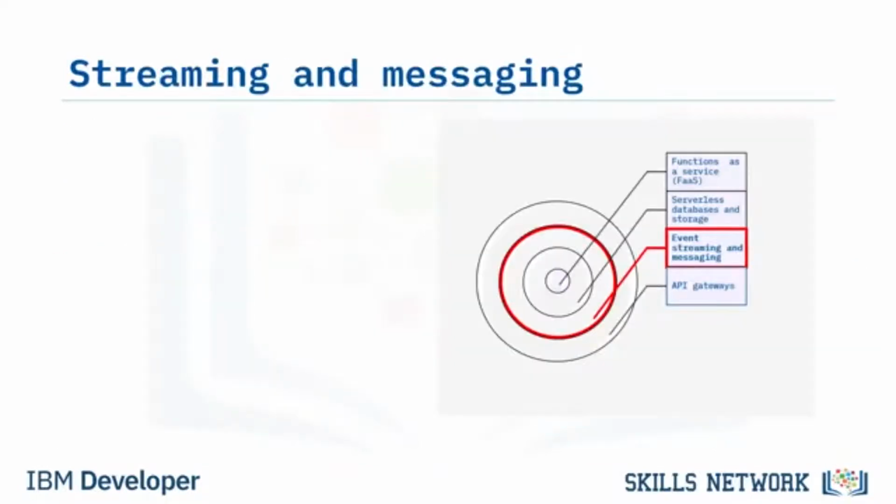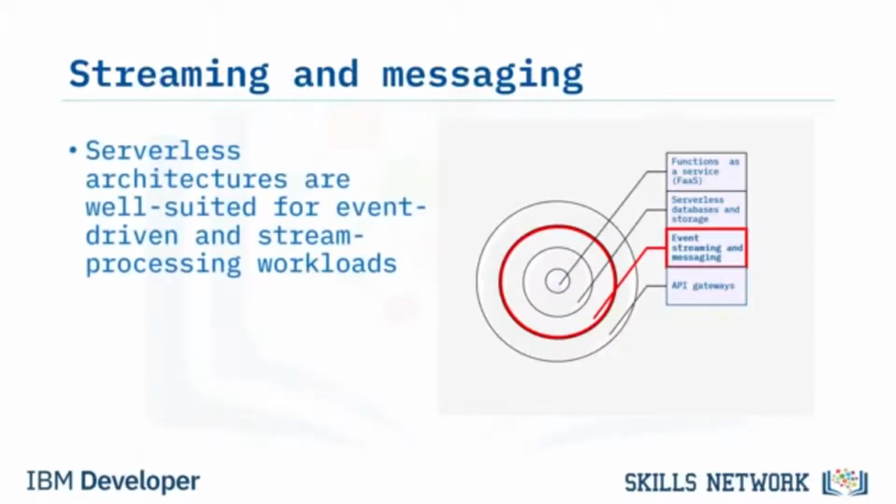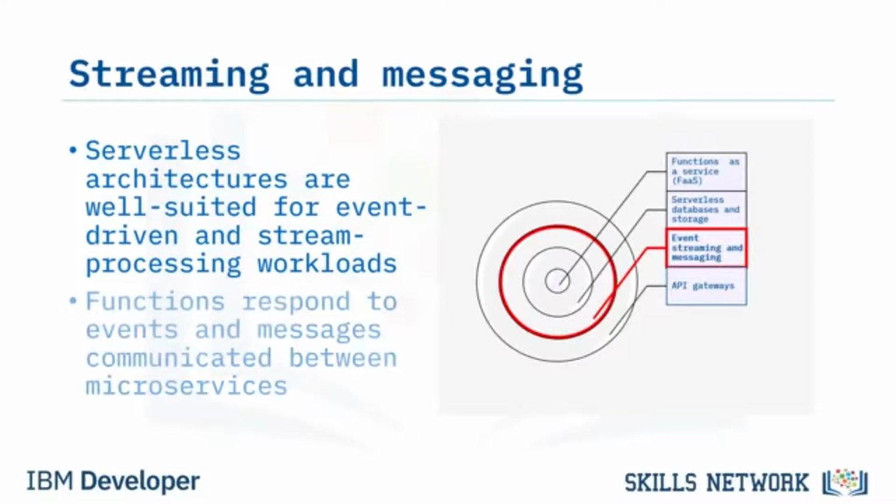The next ring in the serverless stack is event streaming and messaging. Serverless architectures are well suited for event-driven and stream processing workloads, which involves message queue integration, most notably Apache Kafka. Microservices need to communicate with each other, which often occurs using messaging queues. Having functions that can respond to new events or messages is crucial for a robust serverless architecture.